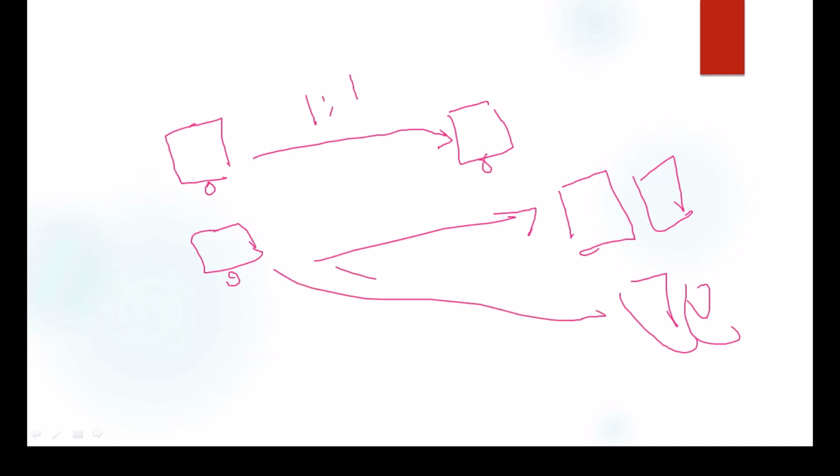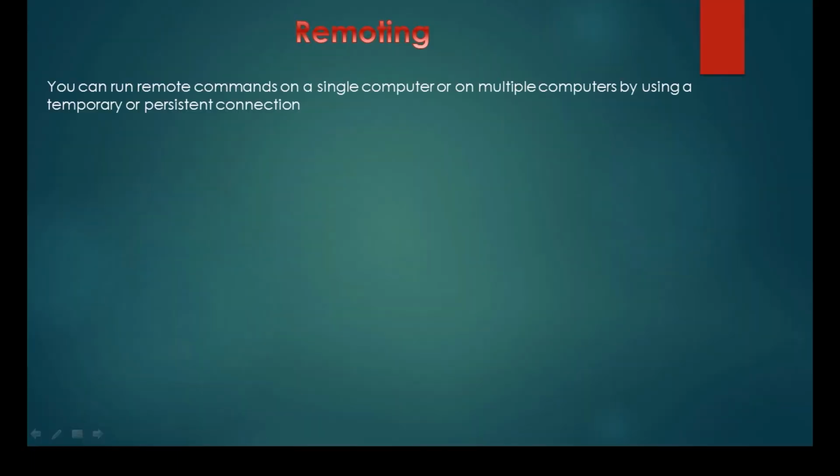So you connect to multiple different machines at the same time. So remoting can be one-to-one and one-to-many. There are a couple of different ways or techniques that you can use to establish these remote sessions, and we are going to talk about them one by one. Now that said, let's understand in general, in theory, what remoting is all about.